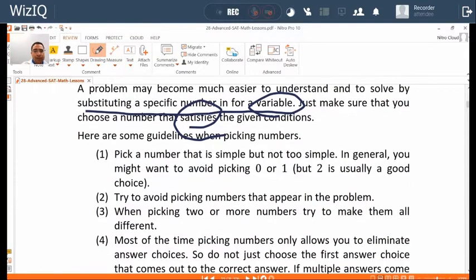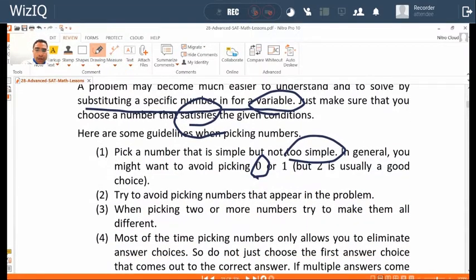So these are some guidelines for picking numbers. You try to pick a simple number, but not too simple. What do I mean by this? Well, you need to avoid picking 0. You need to avoid picking 1, but 2 would be a good choice. So if you choose 2, that would make sense.